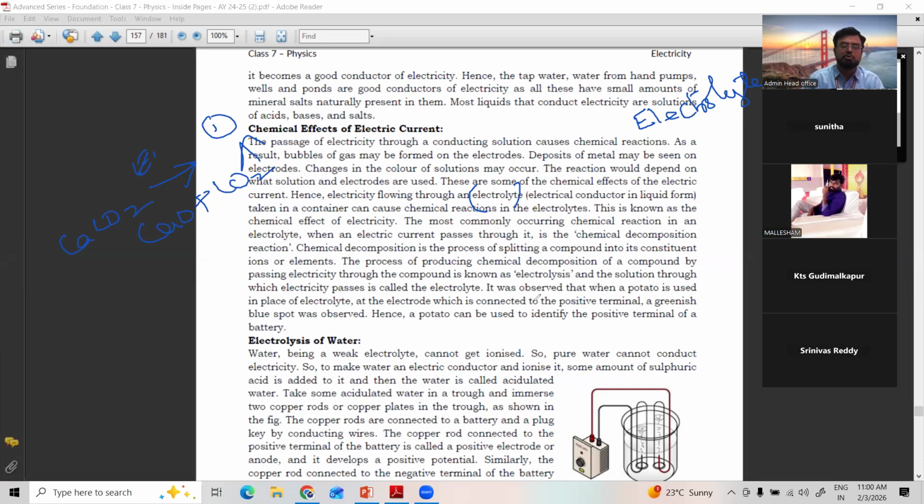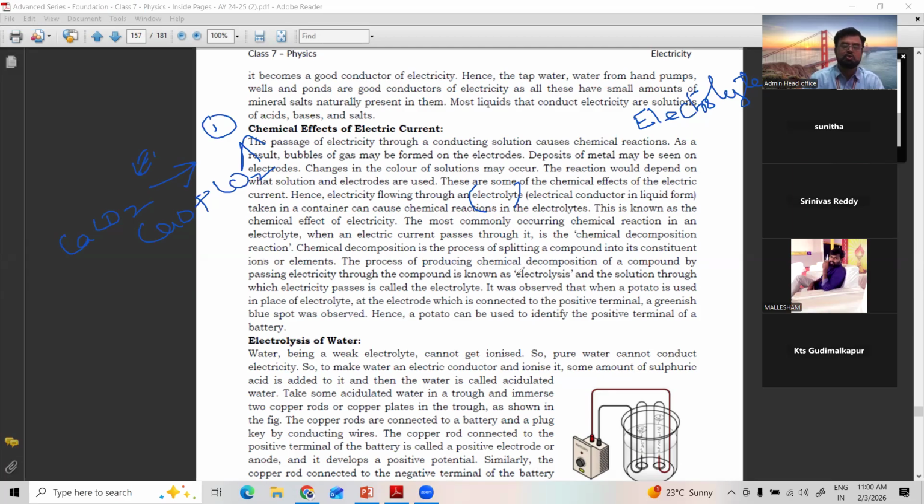Right? The process of producing chemical decomposition of a compound by passing electricity through the compound is known as electrolysis. Electrolysis is popular, and the solution through which electricity passes is called electrolyte. The solution is called electrolyte and the process is called electrolysis. We can see now, right? Connected to the positive terminal, a greenish blue spot was observed. Hence, a potato can be used to identify the positive terminal of the battery. So you can produce even electricity from potato also. You can see in the small science fair, right?